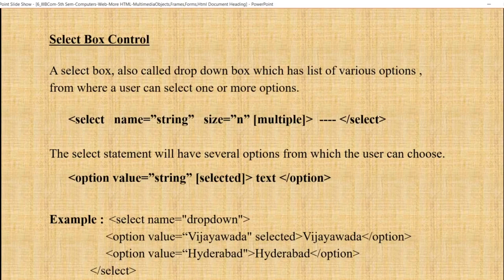Next type of control is the select box control. Select box, also called a drop down box. It has a list of various options from which a user can select one or more options.